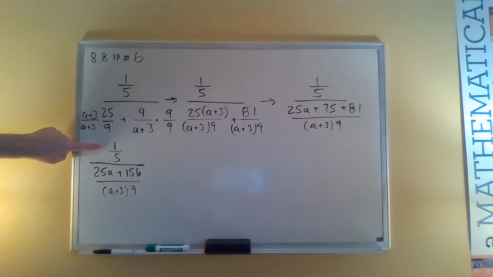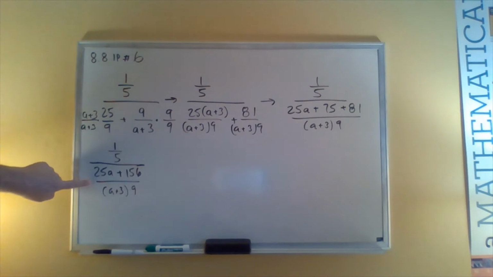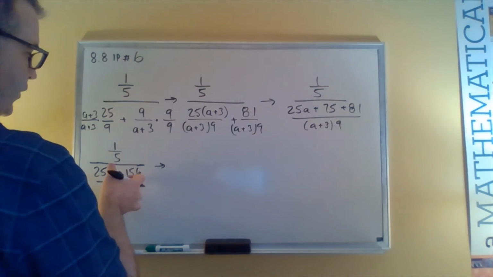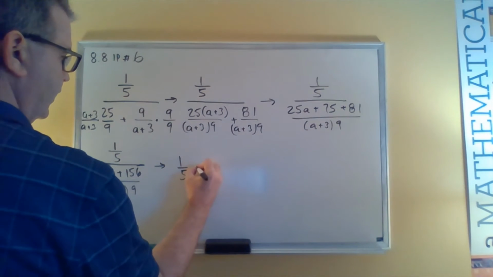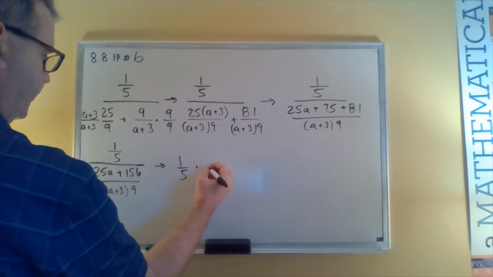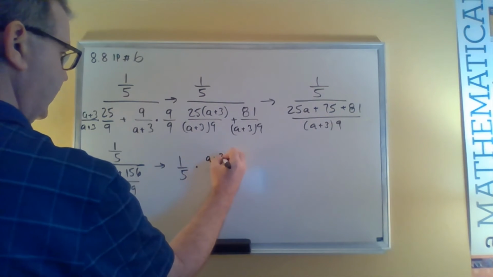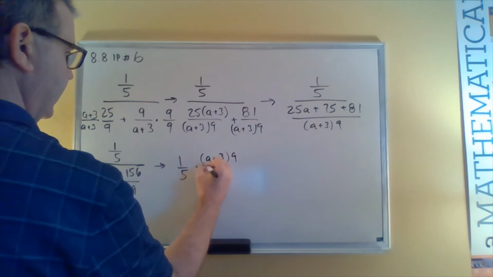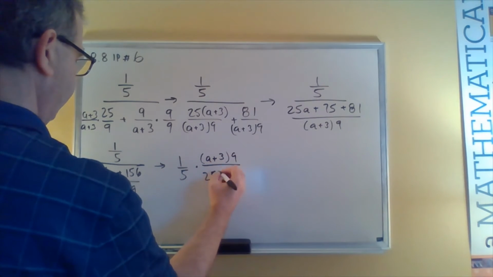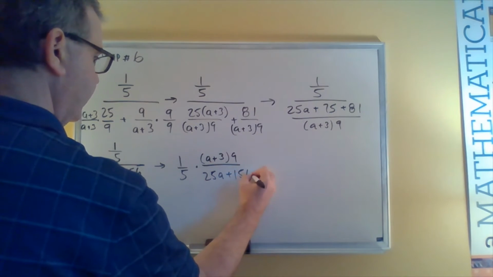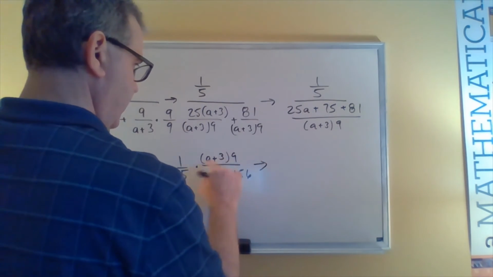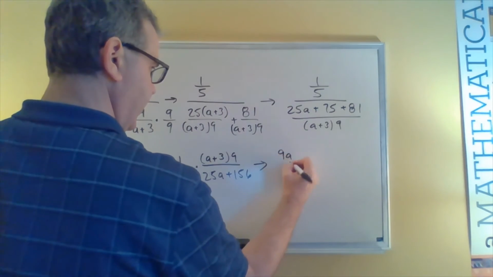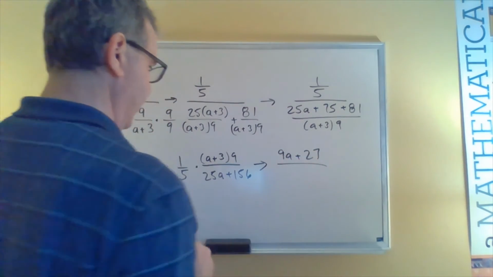So now I have one fraction in the top, I have one fraction in the bottom. So now I can invert that bottom, the denominator, and multiply it. So I'll rewrite my numerator of 1/5. I'm going to multiply it by the reciprocal. So I'll get a plus 3 times 9. That'll be over 25a plus 156. All right, so I'm going to distribute that 9 through. So I'll get 9a plus 27 on top.